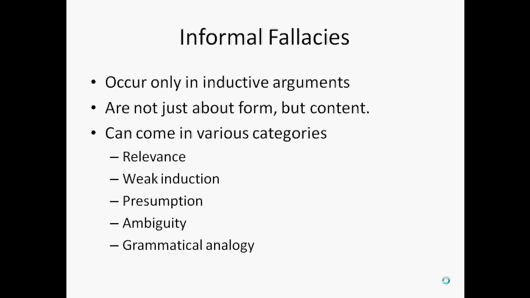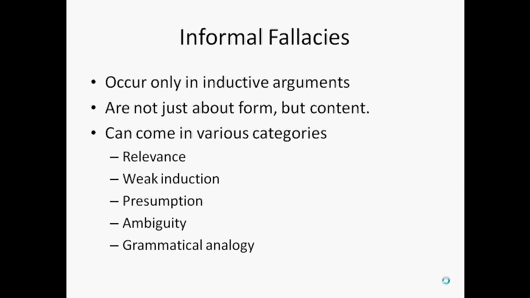Essentially those introduce irrelevant information. Fallacies of weak induction, essentially those are arguments that appear as if they have good reasons, but in fact the induction or the reasons are weak. They actually are relevant, they're just weak, and they may appear strong, but they're not.